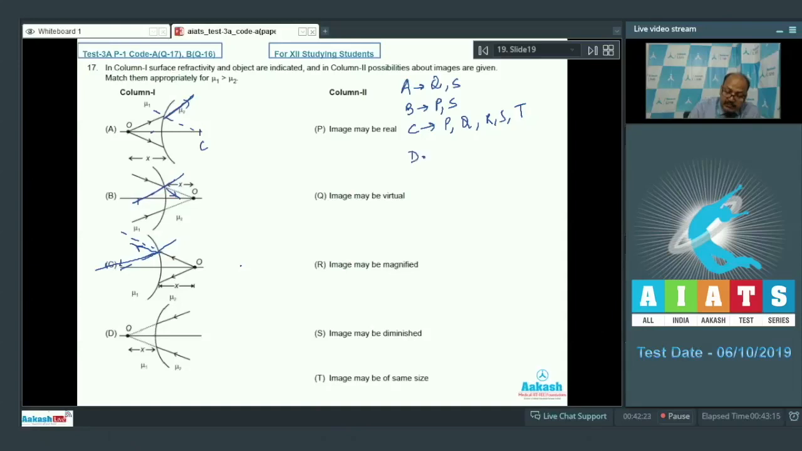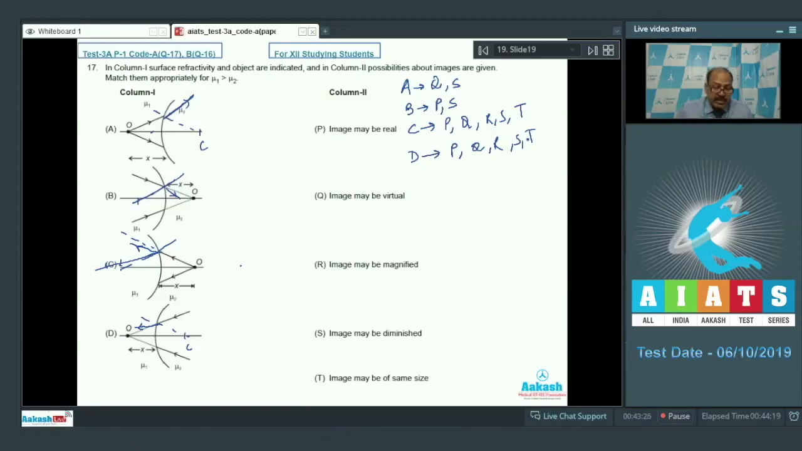Let's look at entry D now. Again, we take the center of curvature and draw the normal. The ray will bend towards the normal. That means it will go something like this. This is one possibility. If it bends sufficiently, then we may get a virtual image. If it bends little, we get a real image. And since both real and virtual images may form, the image may be enlarged as well as diminished. All possibilities exist. That means for D we can say P, Q, R, S and T. They all match.